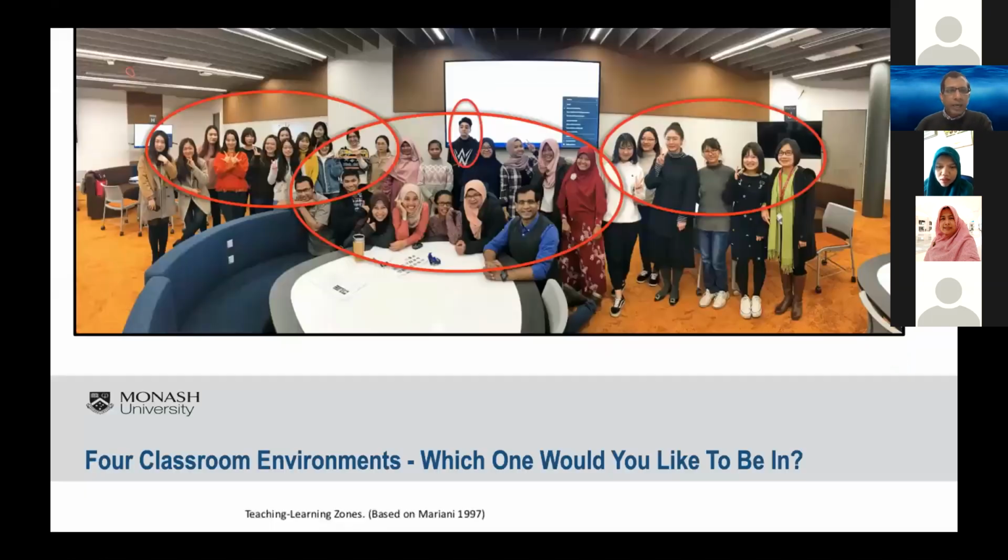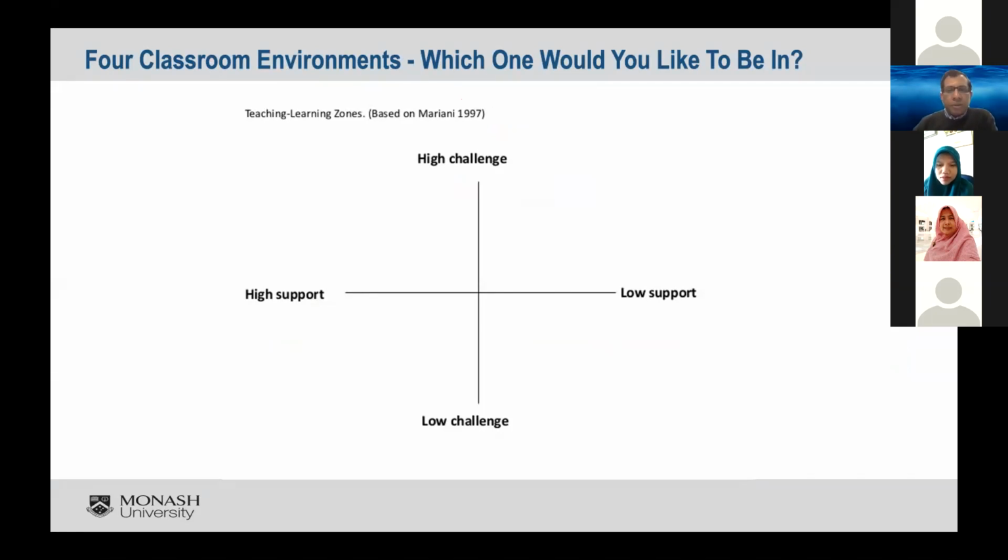Okay, all right. So think about four classrooms. This is one classroom where it's a high challenge classroom. The topic is difficult, but the teacher is not helping a lot. Another is a low challenge classroom, where the topic is easy and the teacher isn't helping much either. And think about two other classrooms where you have high support from the teacher, but in one classroom there is a lot of challenge, and in the other there is little challenge. Which classroom do you think you would like to be in the most?